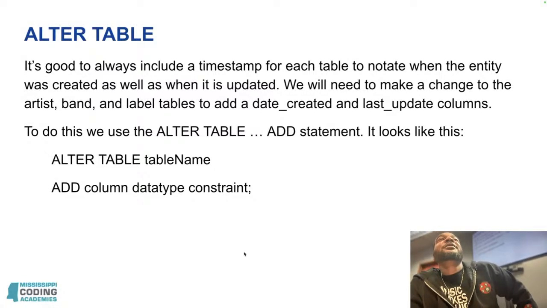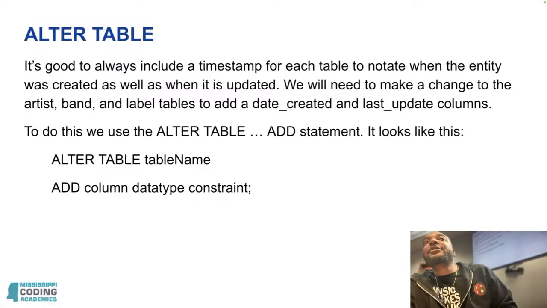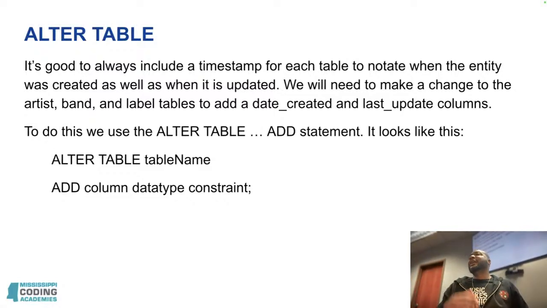It's good to always include a timestamp for each table to notate when the entity was created as well as when it's updated. And we'll need to make a change to the artist, band, and label tables to add a date created and last update columns. So we added the date created and last update for our album table, but we didn't do it for our other three tables. So that's the issue right there. So let's fix that.